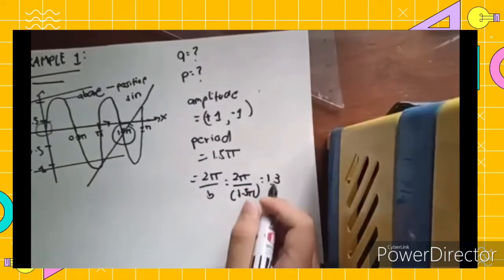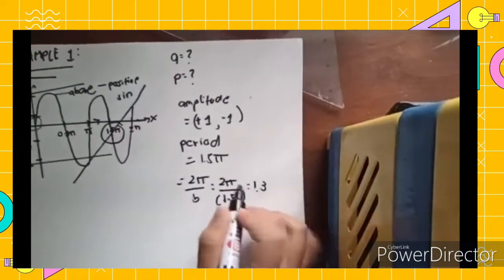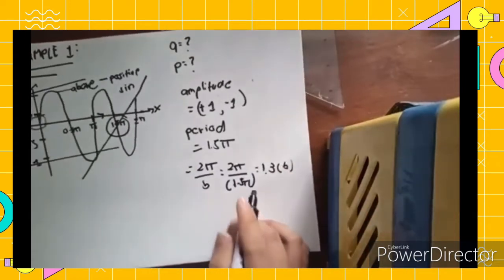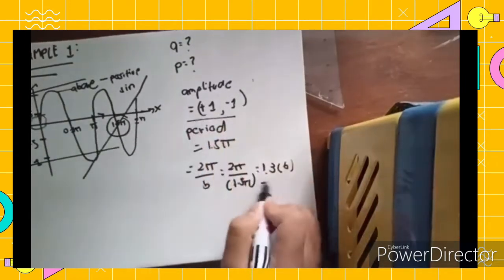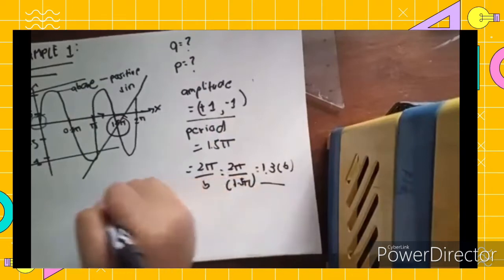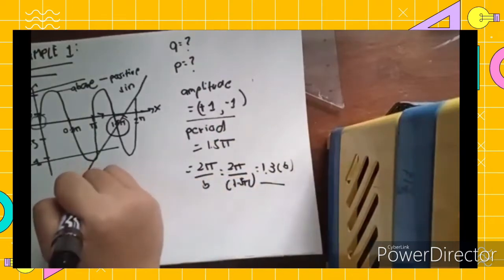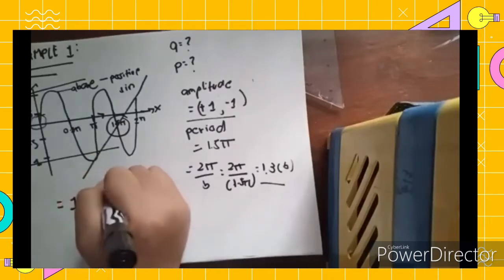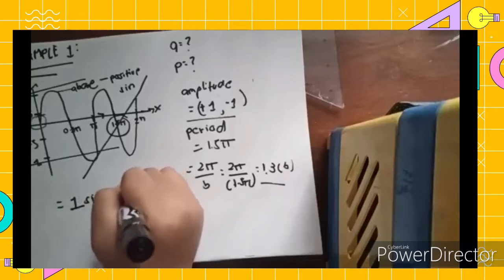As stated, the letter b signifies the period or the wavelength of the graph; the period is controlled by b. So since the amplitude is 1 and b is 1.3, we can now formulate the sine equation y equals a sine bx. It will become y equals 1 sine 1.3x.